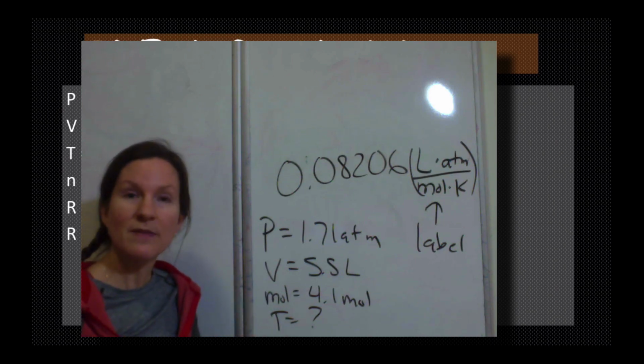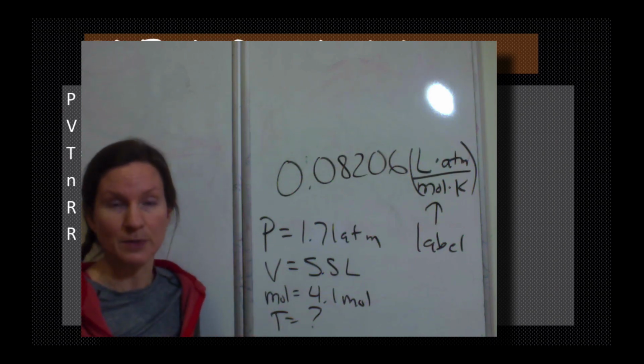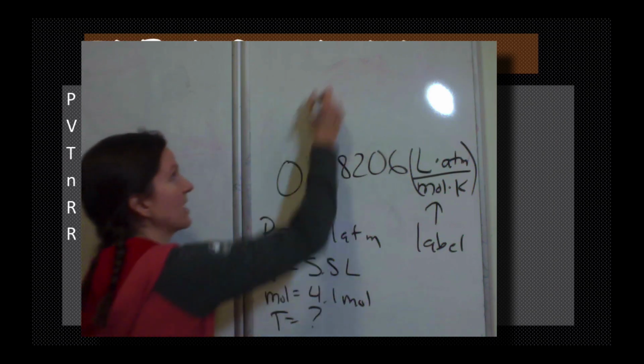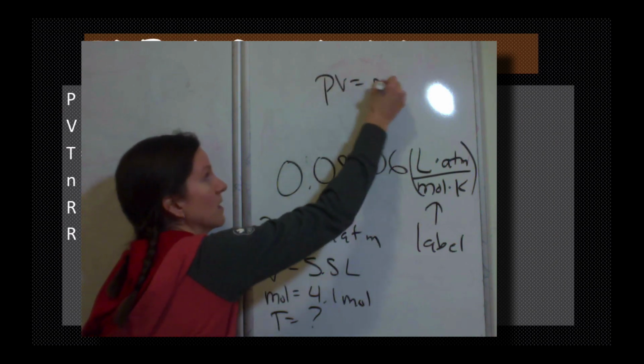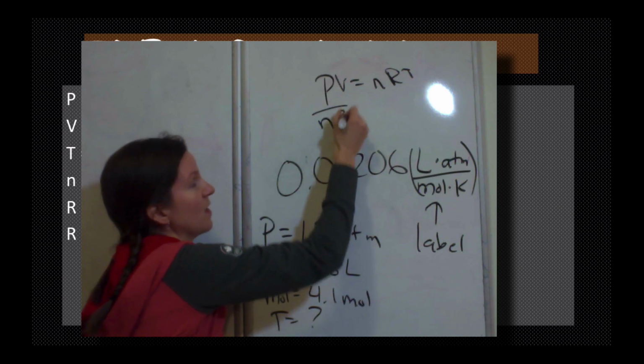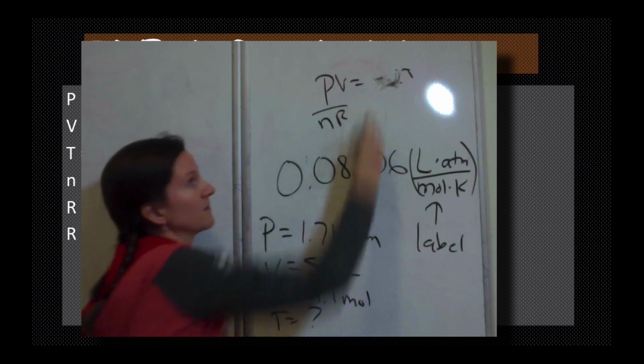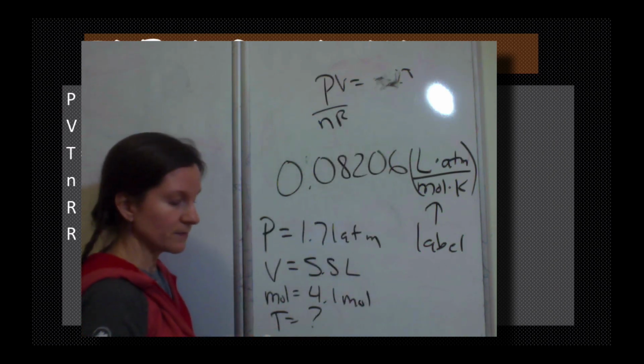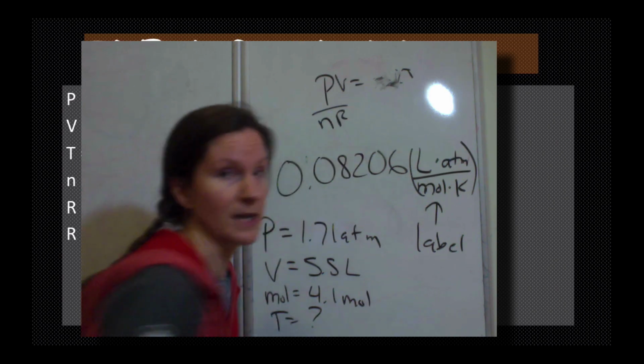Well, I can use PV equals nRT then to solve for temperature. Okay, if we look at PV equals nRT and rearrange it to solve for T, that's PV over nR equals T. So that's what I'm going to be solving for. So now let's see what happens when we plug all our labels in.